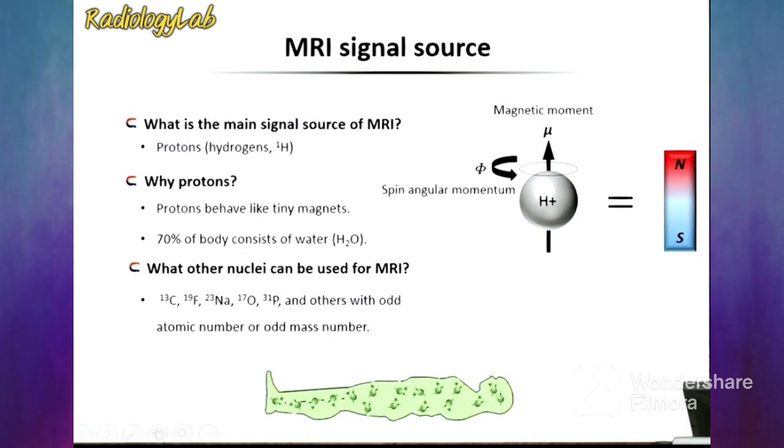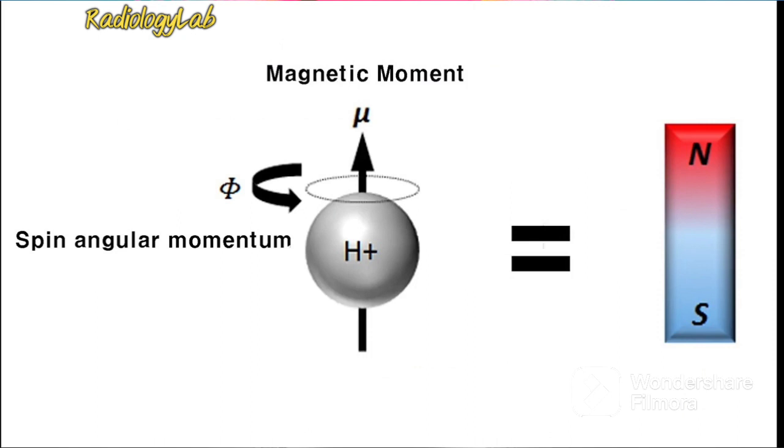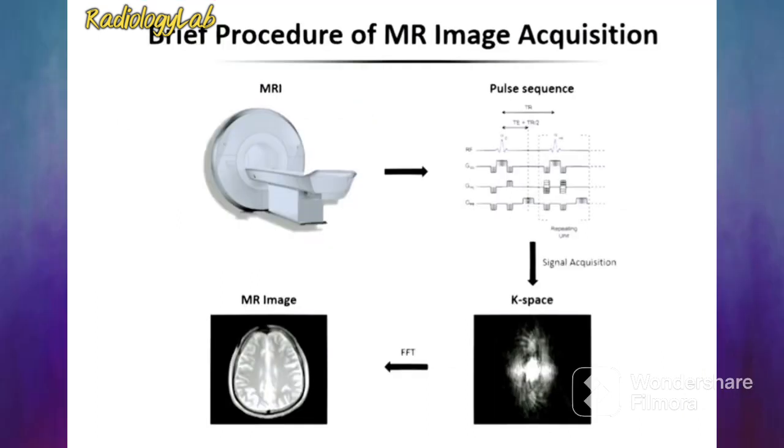Let's talk about the brief procedure of MRI image acquisition. The MRI machine, from the outside viewpoint, uses a pulse sequence, which has one sequence of radio frequency coil to create three gradient coils. This time sequence is repeated to acquire data, and that composes a two-dimensional or three-dimensional data space called k-space. We will talk about that later. Then applying a Fourier transformation to this k-space provides the MR image. This is the brief procedure of MR image acquisition.